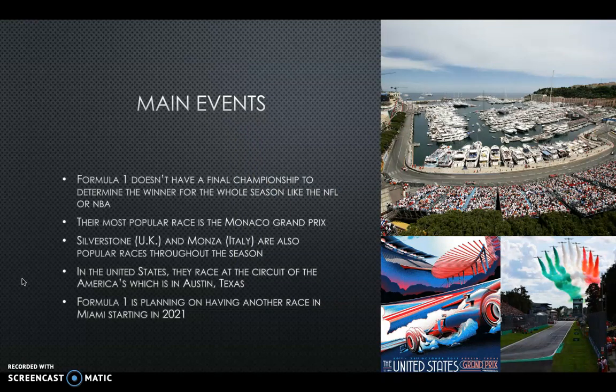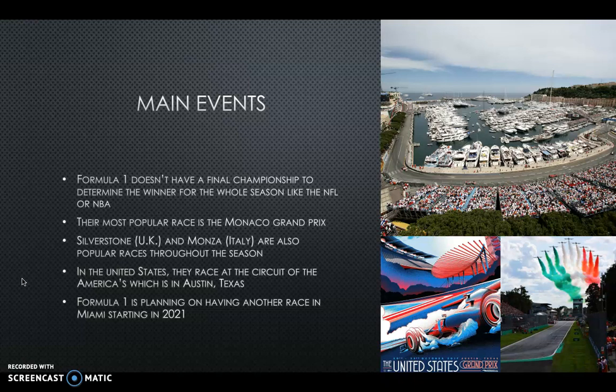The main events, I would say Formula One doesn't have a final championship race, kind of like the NFL or NBA would have the Super Bowl or the NBA Finals. So I would say their most popular race is the Monaco Grand Prix, which is in the top picture. As you can see, there's hundreds of boats there that are just millionaire zone, and that's probably why Monaco is the most famous, just because all of the millionaires, that's their favorite location, and that's kind of what F1 is known for. It's known for all of the money that they have, and you'll see this later with the sponsors that they have. They just have so much money.